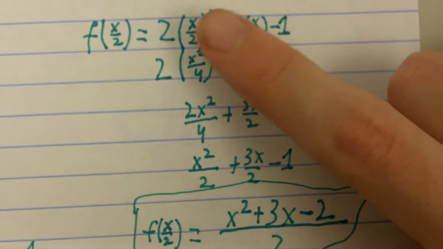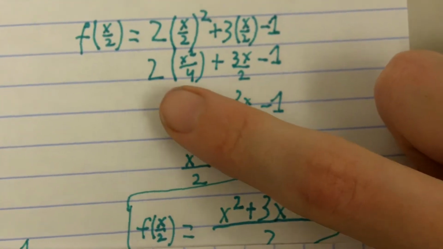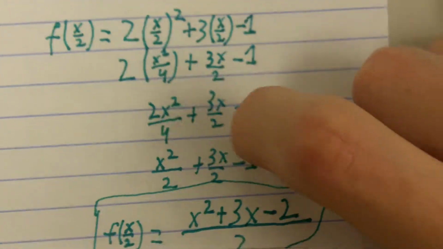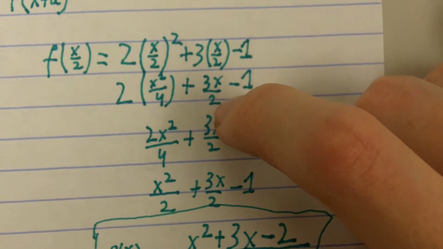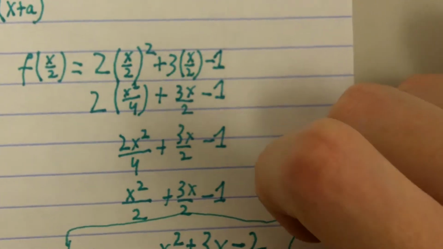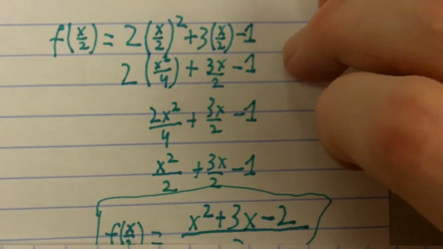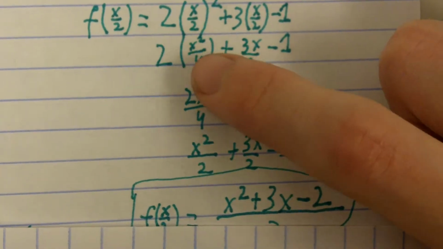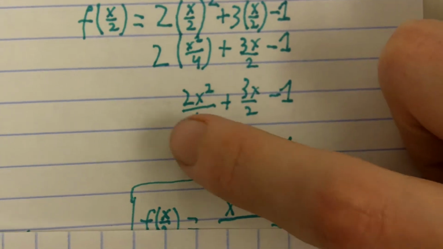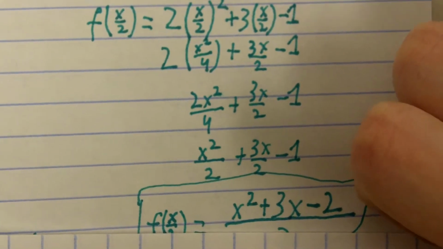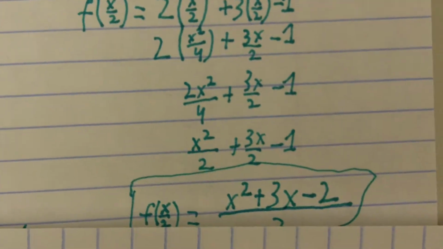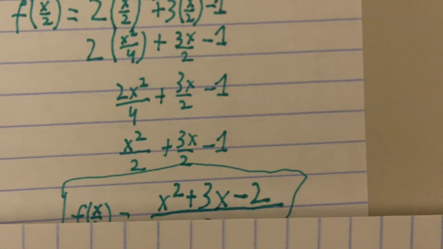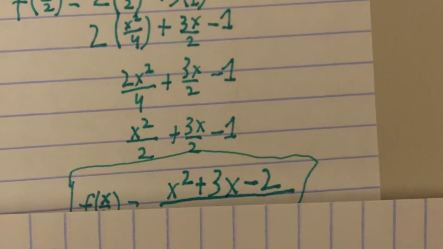So now we square x divided by 2, which becomes x squared divided by 4. We just squared the x and squared the 2. Plus 3x divided by 2. That's just us multiplying the 3 through. And then we leave minus 1. Here we multiply the 2 through. So it's basically 2 over 1 times x squared divided by 4. So that becomes 2x squared divided by 4, because 4 times 1 is 4. And then 3x divided by 2 didn't change, and minus 1 did not change.